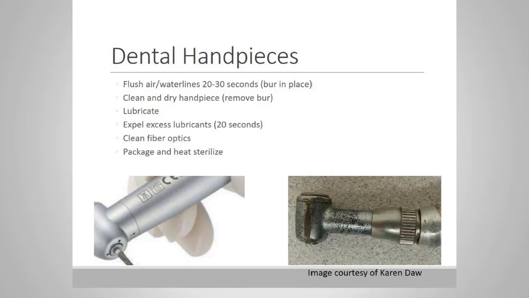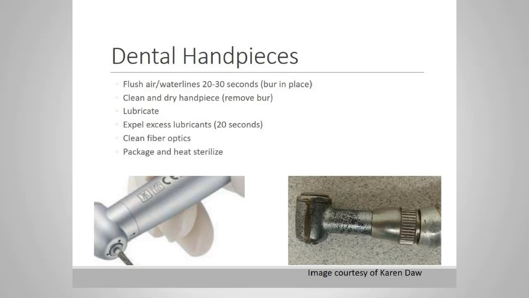The image on the lower right-hand side came from a friend and colleague of mine, Karen Daw, who's an infection control consultant, and she took this image from an office where they were using an environmental surface disinfectant instead of autoclaving their handpiece. And look at how the surface is pitted and stained, and there's a little bit of rust on that. That's not good, and I'm sure that would void the manufacturer's warranty as well. So it's important that you follow the manufacturer's instructions for cleaning and lubricating and packaging your high-speed handpieces.